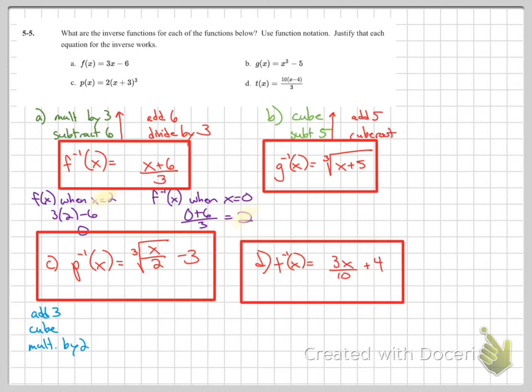So I need to go opposite order, opposite function, because I'm undoing it. I need to divide by 2. I need to cube root, and then I need to subtract 3. And that's where all these numbers came from. Hopefully this is a good intro to inverse functions.